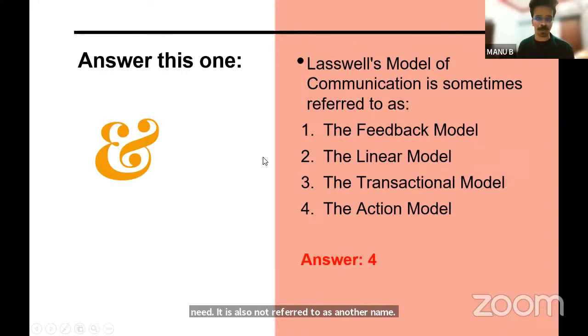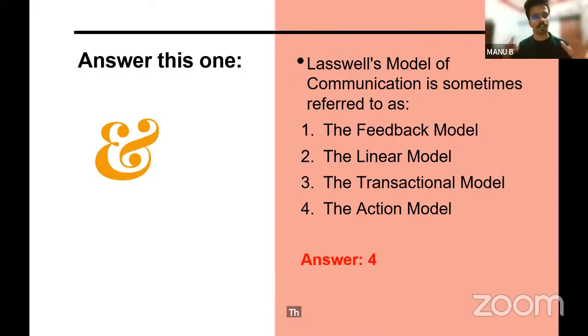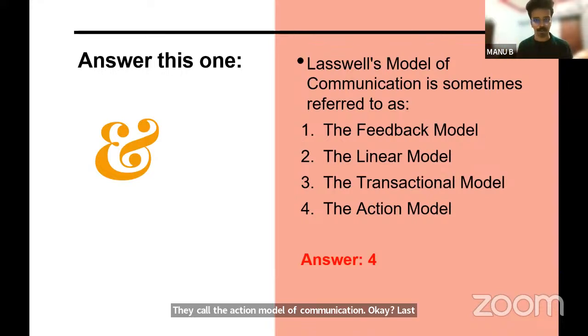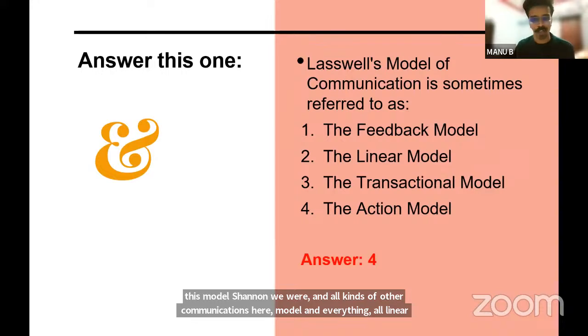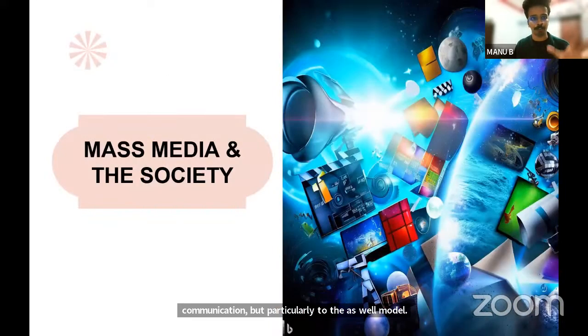It is called the action model of communication. Lasswell's model of communication is also called the action model. That's why I told you, not the linear model. That is the answer I need, because Lasswell's model is a linear model of communication, that we all know. Not only Lasswell's model, Shannon-Weaver, the SMCR model and everything are all linear communication. But particularly for the Lasswell model, there is another name, the action model, which was asked in this question. And finally, in this area, we have mass media and society, which is super important.